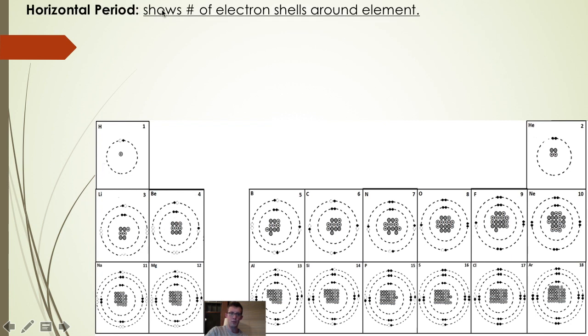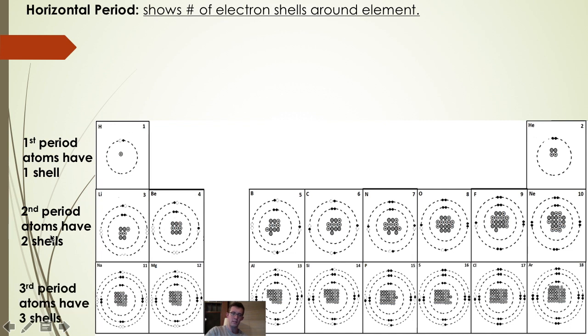For example, the horizontal periods on the periodic table show the number of electron shells that an atom has. So elements in this first period, hydrogen and helium, each only have one shell of electrons, whereas elements in the second period, lithium through neon, have two shells. Elements in the third period have three shells, on down through the seventh shell of the periodic table.